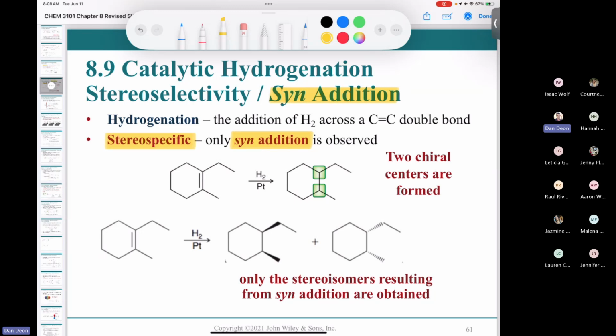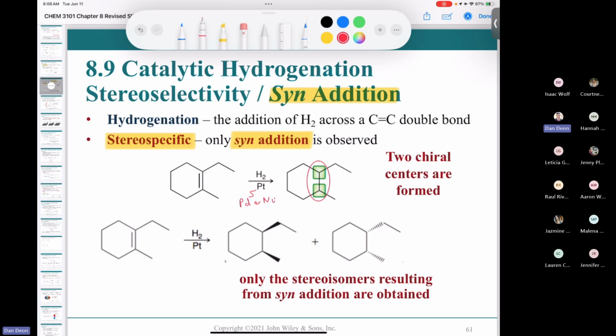So if we take a look at this unsymmetrical alkene here, we'd call this 1-ethyl-2-methylcyclohexene. We treat this with hydrogen and platinum. Again, this metal could have been palladium or nickel. It doesn't matter. We don't discriminate. But you see here that we form two chiral centers that are highlighted in green.